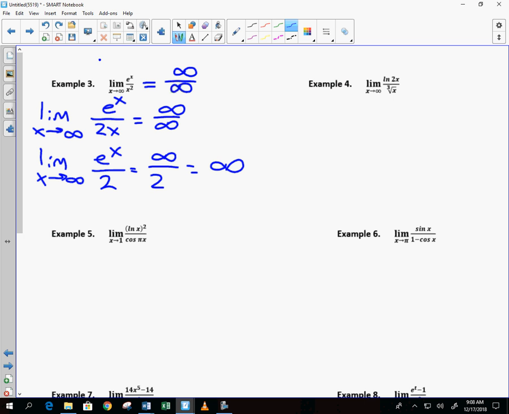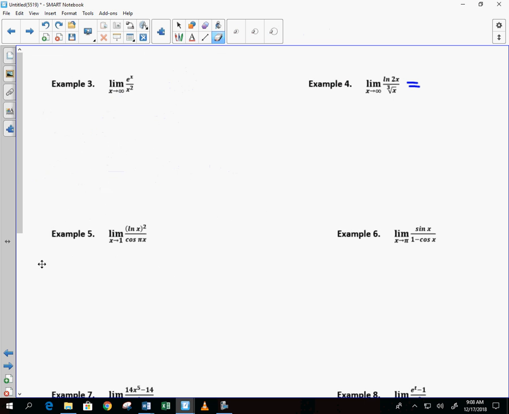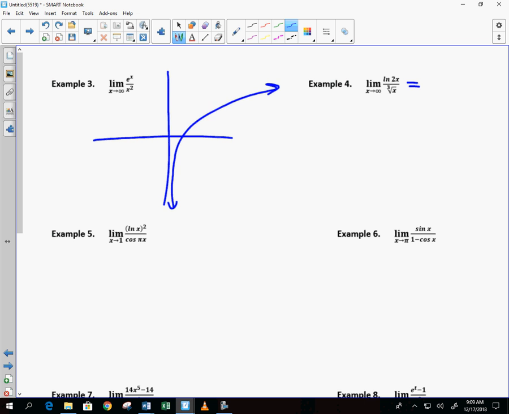That's it. Example 4. Limit as x goes to infinity of natural log of 2x over cubed root of x. Oh boy, this one's a little bit more confusing. Natural log of infinity. You don't even know how to think about that, do you? Do you know what the graph looks like? Graph looks like that. So as x goes towards infinity, y goes towards infinity. So the top is infinity. Doesn't head off as quickly as other ones do.